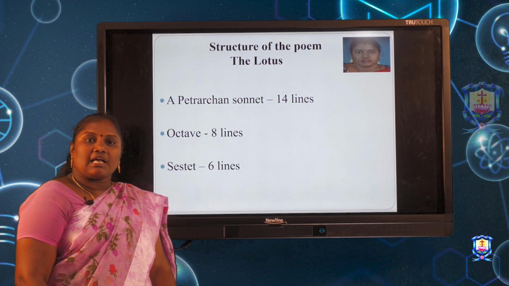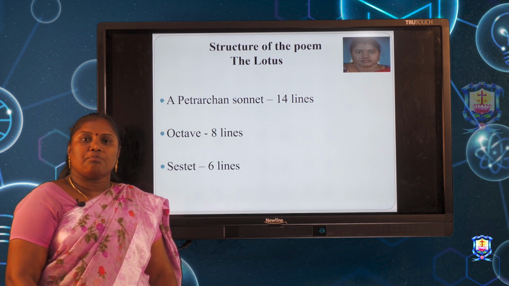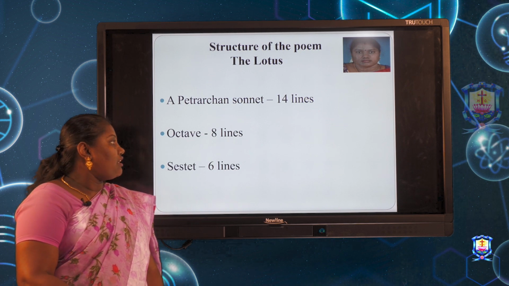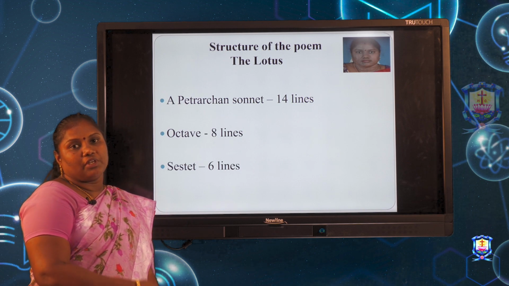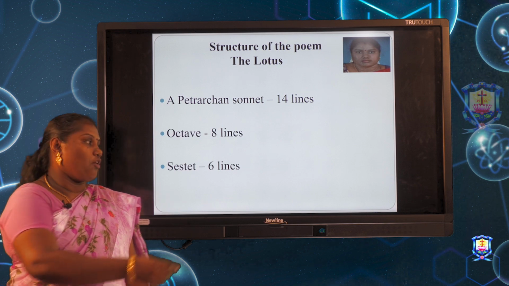This poem is in the form of a sonnet, and a sonnet is a poem with 14 lines. The first 8 lines are in the form of an octave, and the next 6 lines are in the form of a sestet.